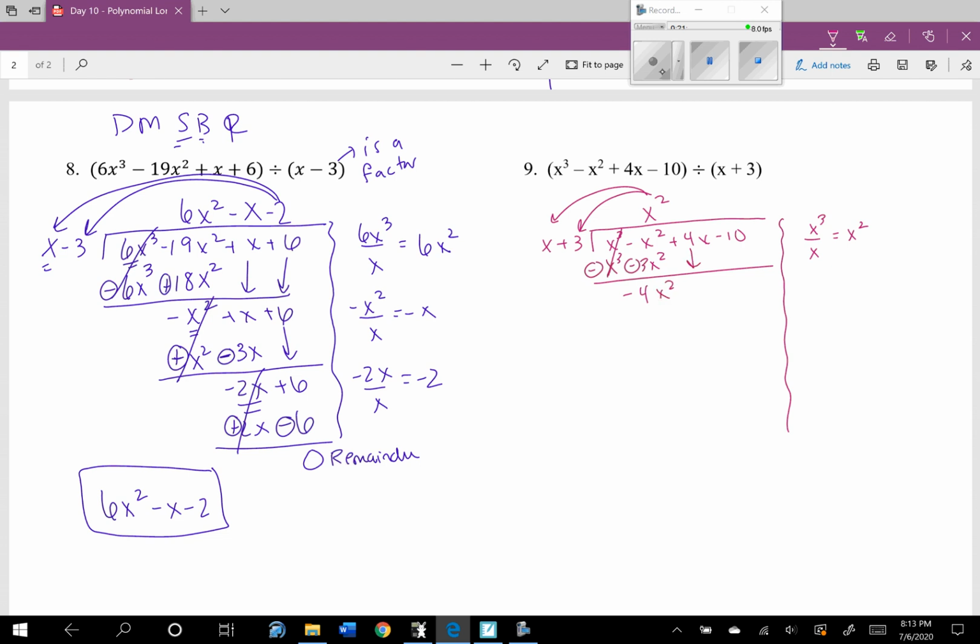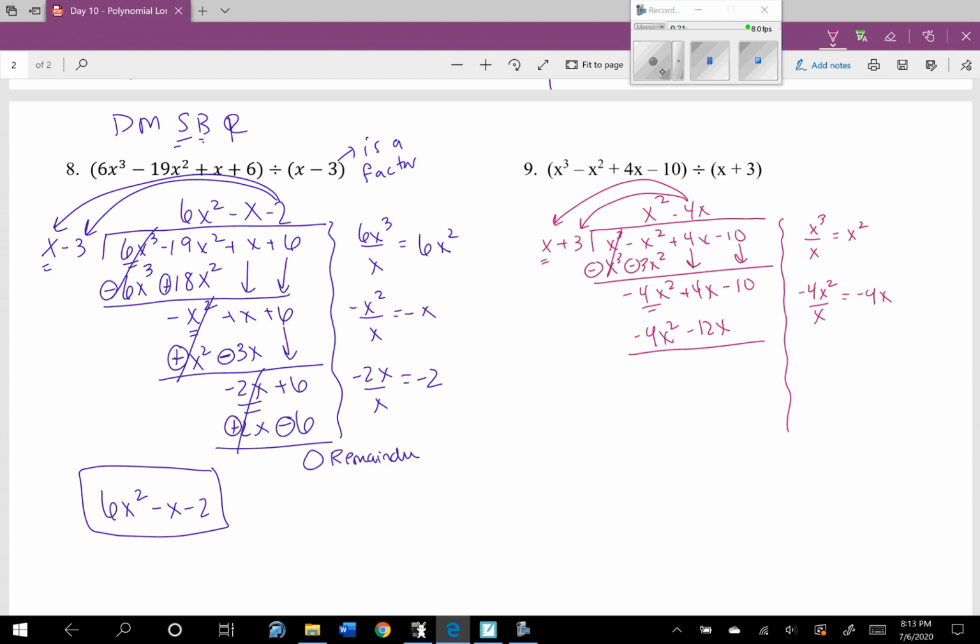B stands for bring down the terms. So plus 4x minus 10. R stands for repeat. So divide the first terms. Negative 4x squared is now that first term. Divide that by x. That gives me negative 4x, which is now linear, so it goes above the linear terms. Then M stands for multiply. Negative 4x times x is negative 4x squared. Negative 4x times 3 is minus 12x.